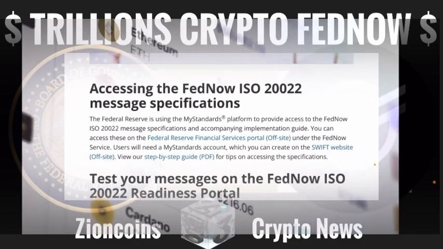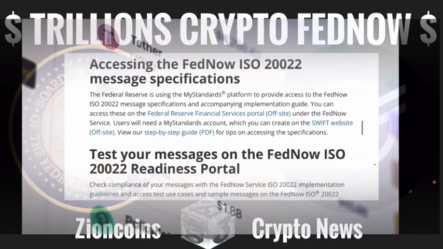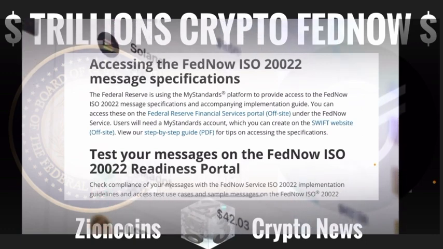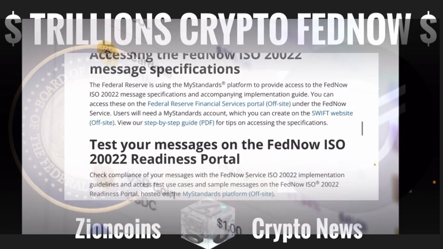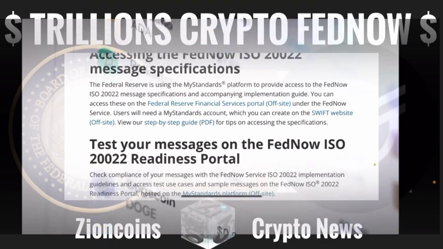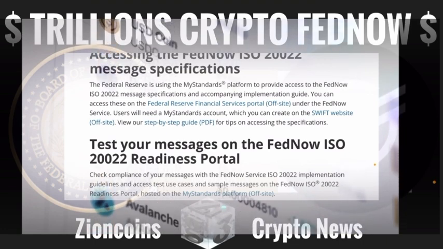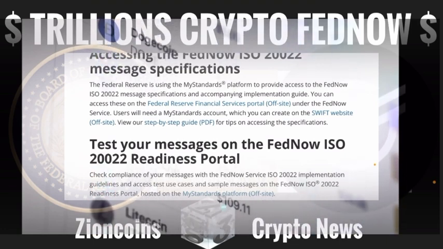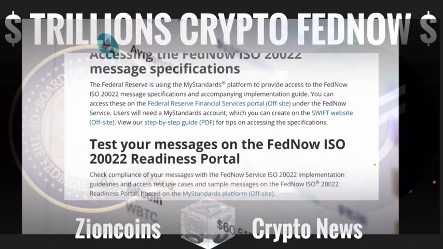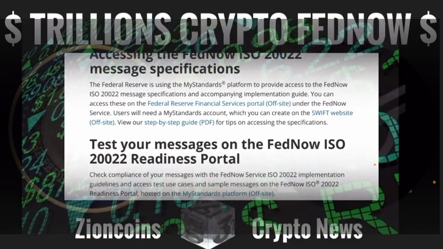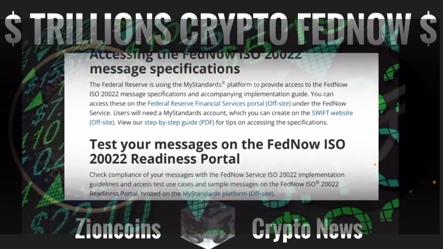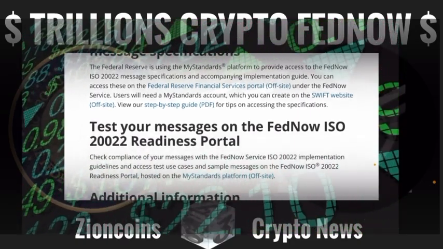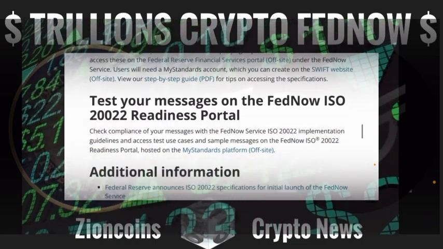Accessing the Fednow ISO 20022 messaging specifications, the Federal Reserve is using My Standards. Who's My Standards? We'll find out later. Keep listening. Platform to provide access to the Fednow ISO 20022 message specification and accompanying implementation guide. You can now access these on the Federal Reserve Financial Services portal offsite under the Fednow service. Users will need a My Standards account, which you can create on the Swift's website. Offsite. View our step-by-step guide for tips on accessing specifications.